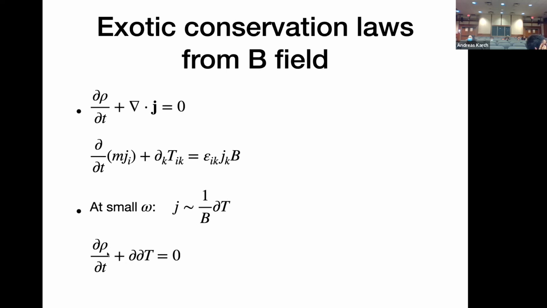this equation looks like an equation that would come out from a higher rank symmetry: dρ/dt plus the second derivative of the stress tensor is equal to 0. So in a very simple system, just a charged particle in a magnetic field, if we are in the low enough energy regime, we effectively have to deal with a system with one type of exotic symmetry, a higher rank conservation law.